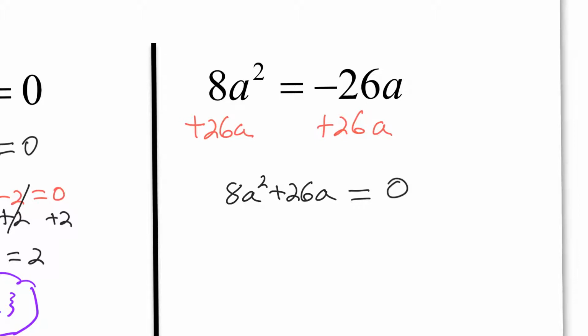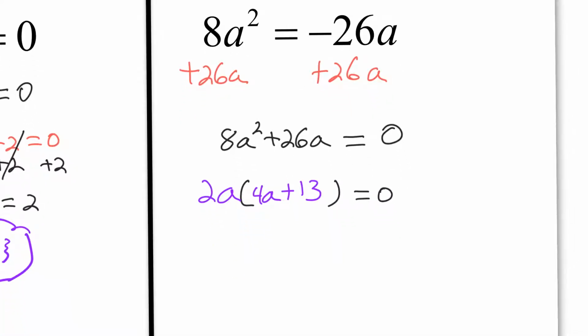Okay, now that we have everything on one side equal to 0, I can factor. So I'm going to set this equal to 0 here. I'm going to put my parentheses, and I can see I can factor out an a and a 2. 2 goes into 8. 2 goes into 26. So that's the greatest common factor. So let's see. 8 divided by 2, that's going to be 4. And you guys took out an a, so we have an a left. Plus 26 divided by 2, that's going to be 13. And you guys took out the a, so no a's right here.